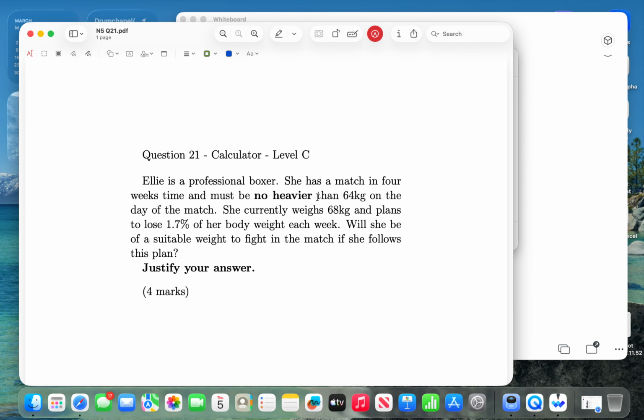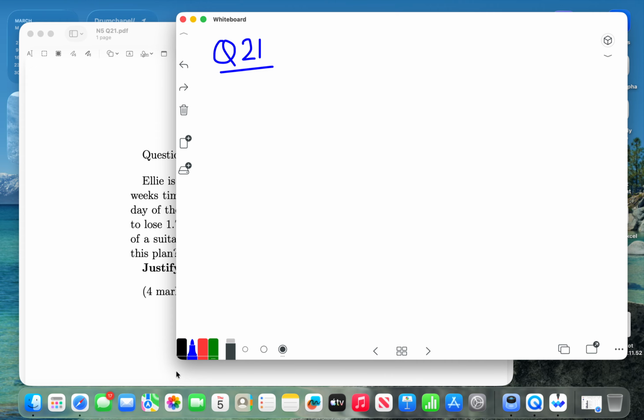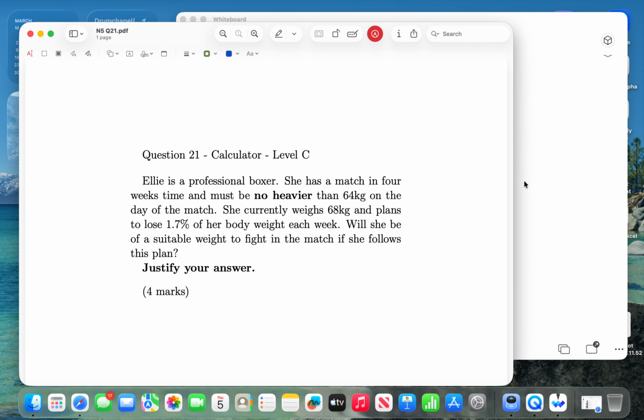So, what some people think is that after each week you take 1.7% off of the 68. Many people do 1.7 times 4 is 6.8. Then they take 6.8% off of 68. But you take 1.7% off of the last week's value. This is something that confuses a lot of people.